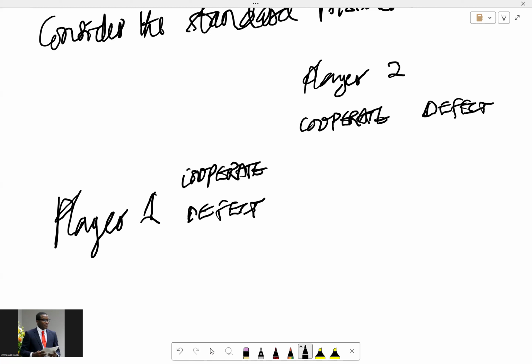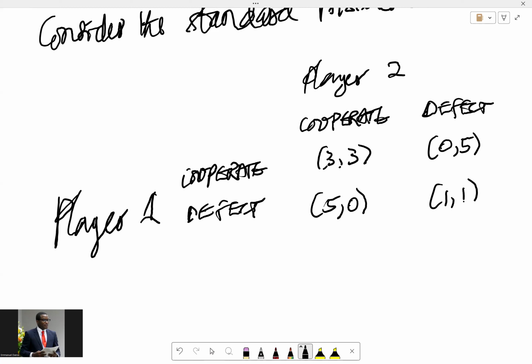If they both cooperate, like we know, they both get 3-3 as payoff. If player two defects while player one cooperates, player one gets nothing, and player two gets 5 points. If it's reversed and player one defects while player two cooperates, player one gets 5 and player two gets 0. If they both defect, they both get 1 each. So this is the payoff we have in this situation.